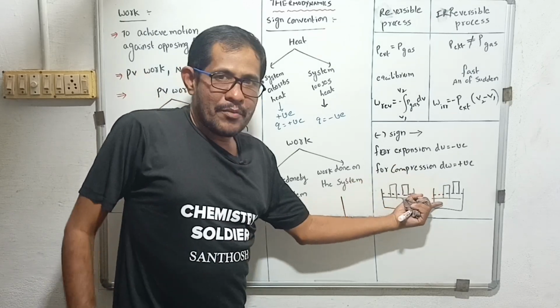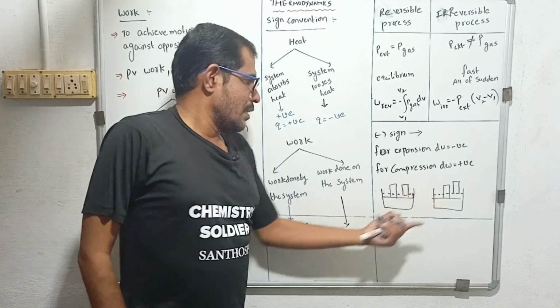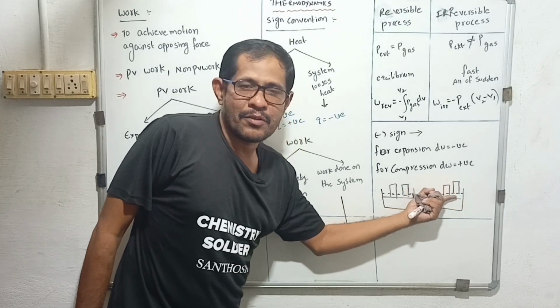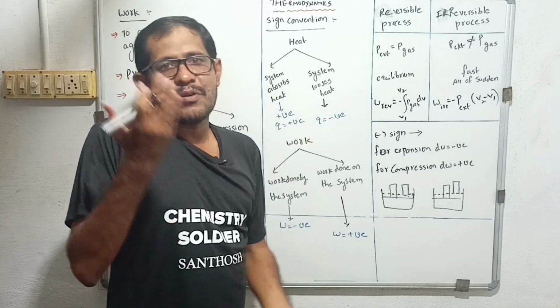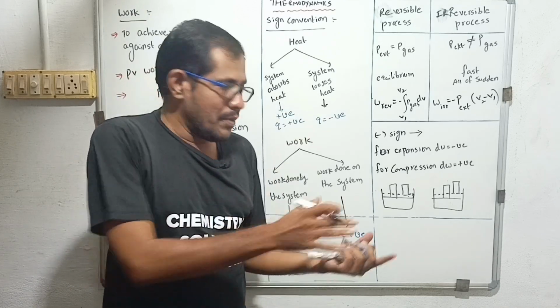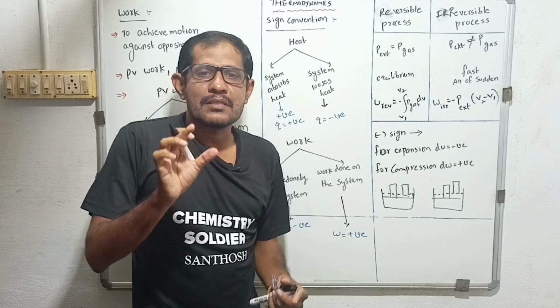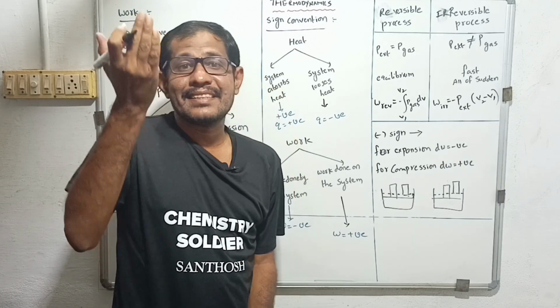But coming to the irreversible process, the piston from the solid line to the dotted line may move in one step. To help you understand better, I am explaining: the reversible process happens with an infinite number of steps, while the irreversible process is a sudden change.